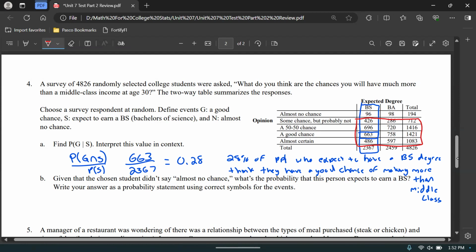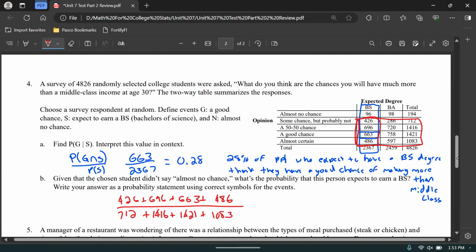given out of that many people, what's the probability this person expects to earn a Bachelor of Science? So Bachelor of Science is this many out of that total. So we have 426 plus 696 plus 663 plus 486 out of 712 plus 1416 plus 1421 plus 1083.